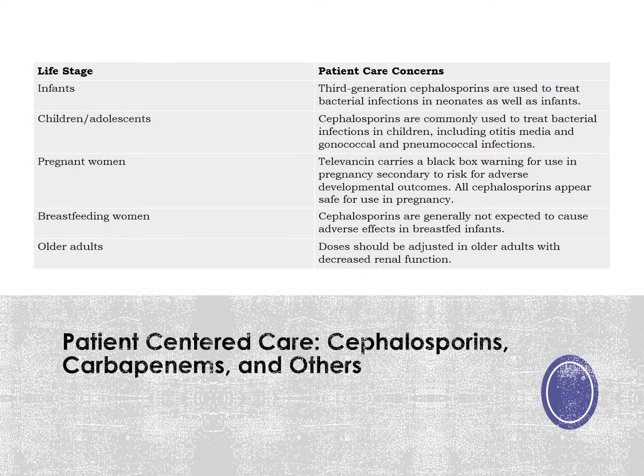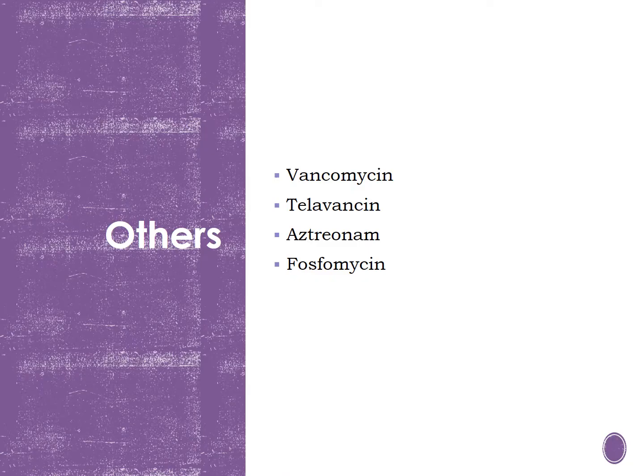This slide discusses patient information specific to age, specifically cephalosporins and carbapenems, and the others that we will talk about. Now, as you can see, third-generation cephalosporins are okay in infants, cephalosporins are okay in children and pregnant women, and dosages should be adjusted in older adults. There are other classes of drugs that we're going to discuss briefly, including vancomycin, telavancin, aztreonam, and fosfomycin.